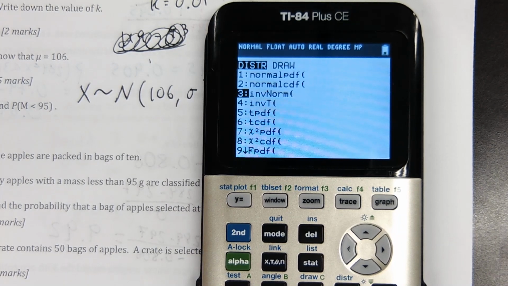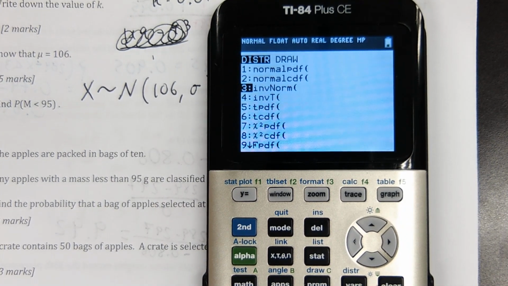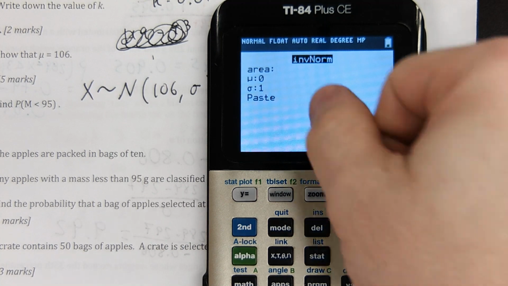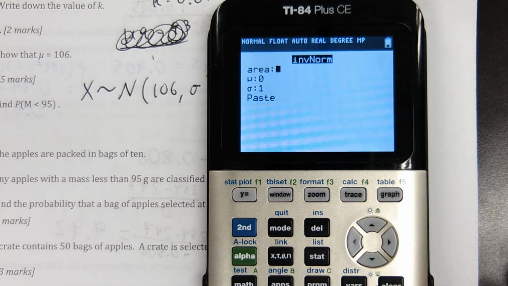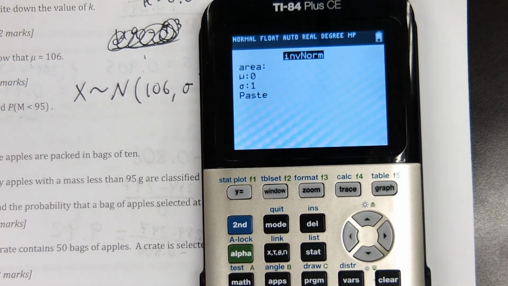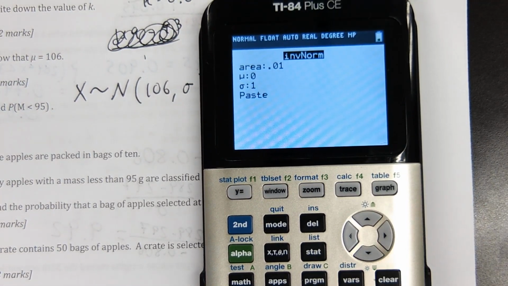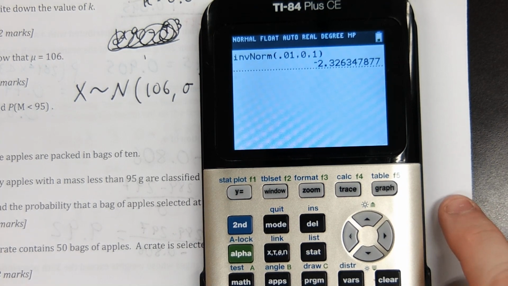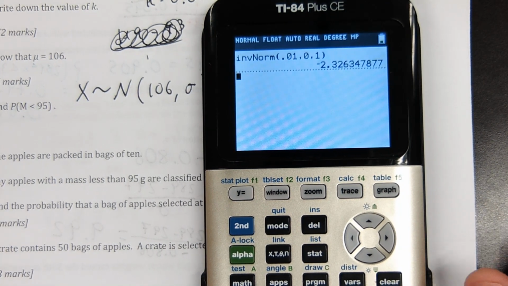Remember what inverse normal does. It gives you back a number of standard deviations. Since we don't know sigma, we need to use standard normal with 0 and 1. The area that we're going to use is to the left of 0.01, so really, really small. And it tells us that that is 2.33 standard deviations below our mean. That is a z-score.